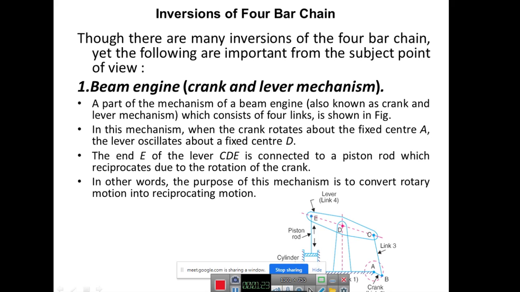I told you the beam engine is nothing but a 4-bar chain, a 4-bar mechanism, and you were saying it is a slider crank mechanism. No, it is a 4-bar mechanism, but in this special case the rotary motion can be converted into reciprocating motion. You have seen that in the slider crank only, rotary is converted to reciprocating or vice versa. But in the beam engine, it is a 4-bar mechanism only, yet rotary is converted to reciprocating. So this is a special mechanism that can be used.